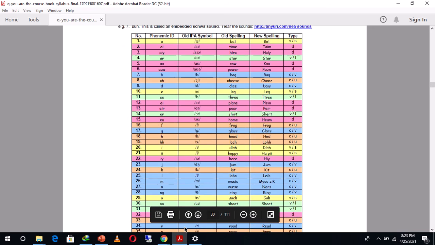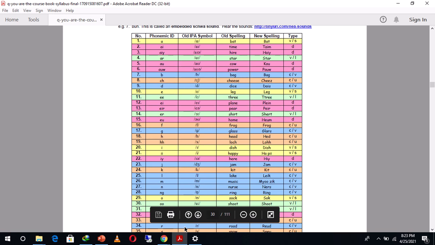So let's go ahead. Number 8 is the ch sound, cheese. That's also a consonant but unvoiced. Number 9 is d. D is a consonant and voiced, just like dice.